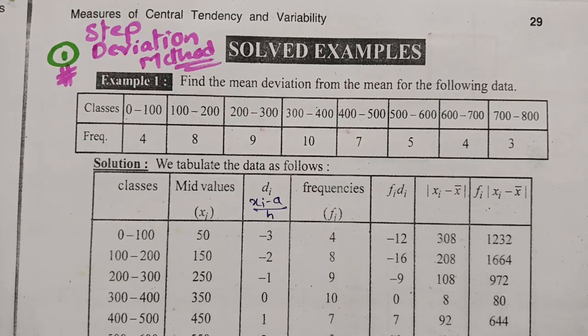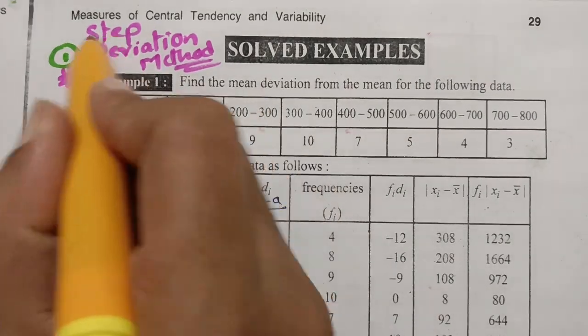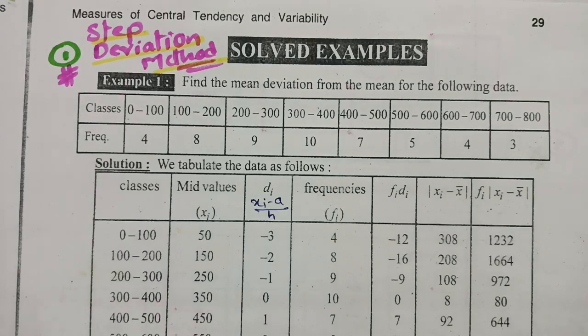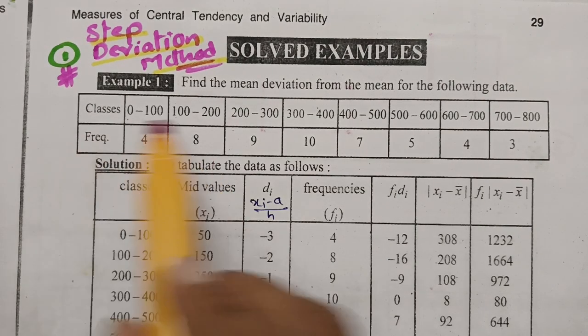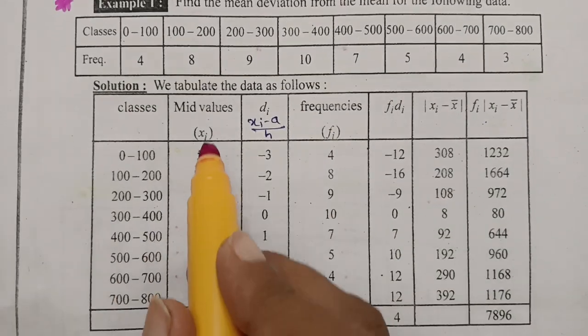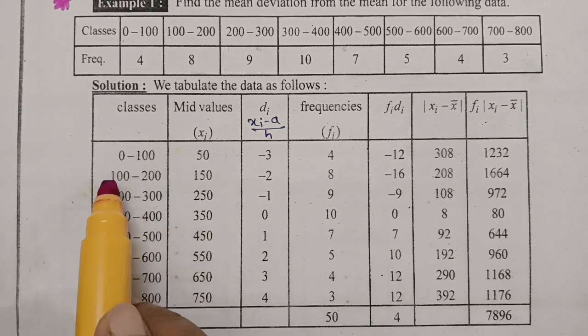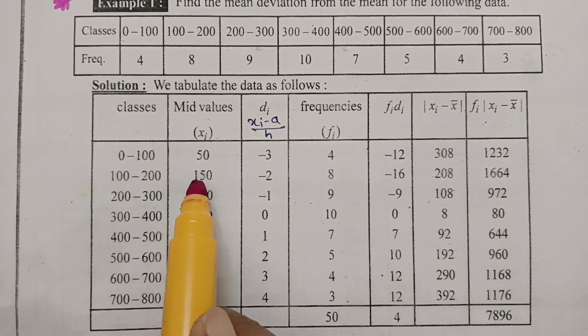This is the second process of finding the mean deviation from the mean using the step deviation method. So this is also very important, as you have studied in the 10th standard from statistics, and this is so simple. I'll explain it one time. So these are the classes and these are the frequencies. In the first table we have to write the class intervals, and the next one is we have to take the mid values, that is 0 plus 100 by 2 is 50, 100 plus 200 by 2 is 150, and so on.